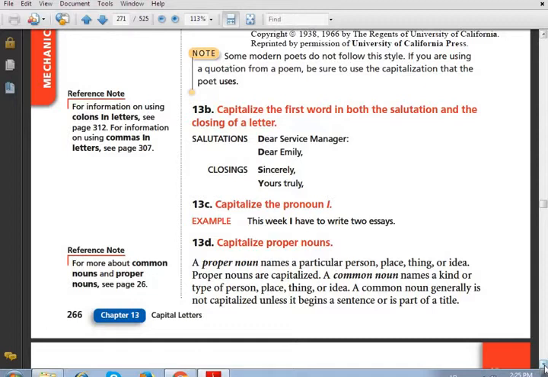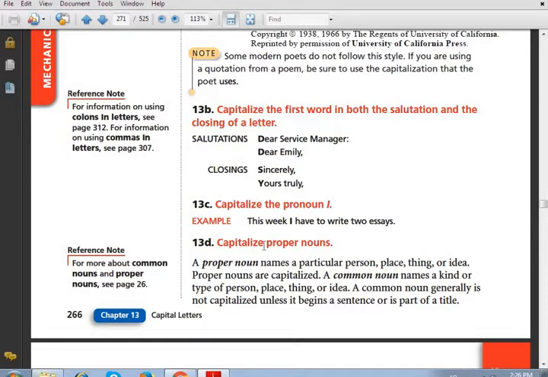Another thing, capitalize proper nouns. By the way, guys, you'll find that the video which we have is different from your book in the order of the rules. Don't worry, we have the same rules but in a different order. So I read what you have in your book, so please follow me.